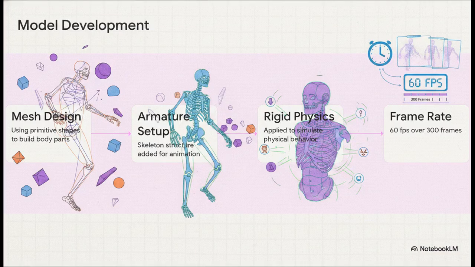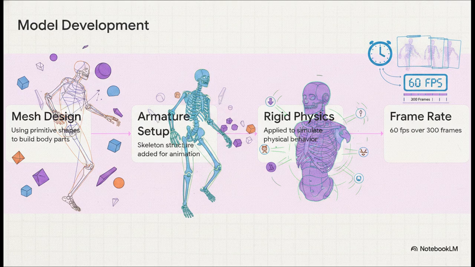So, before we can test anything at all, we've got to actually build our environment. Developing a 3D humanoid robot model requires a pretty meticulous 4-stage process. First up, we have mesh construction, where we basically use primitive shapes to build the physical body parts. Next is the armature setup, and this acts as the robot's skeleton for animation and movement. Third, and this is absolutely crucial for our testing, is applying rigid body physics to simulate actual, real-world physical behavior.